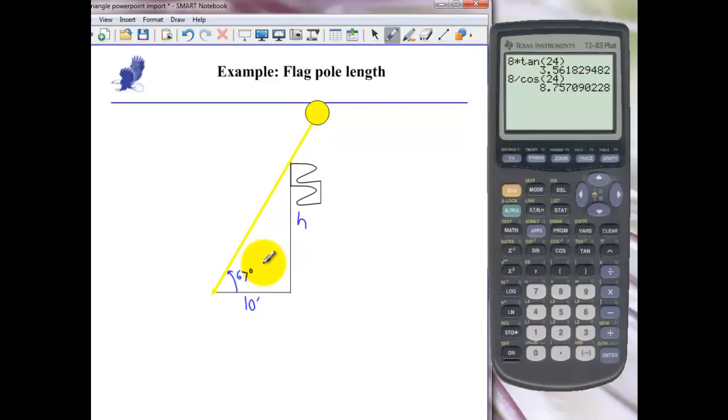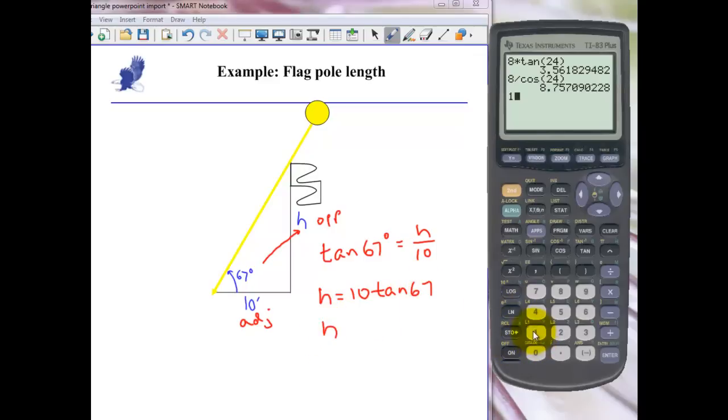And we want to know the height of our flagpole. So relative to this angle, we have here opposite, and we have adjacent, so that is a tangent function. So we know tangent of 67 degrees equals h over 10. So h is 10 times the tangent of 67 degrees. And we use our calculator here. So 10 times the tangent of 67 degrees, and we get 23.6 feet. So our flagpole is 23.6 feet high.